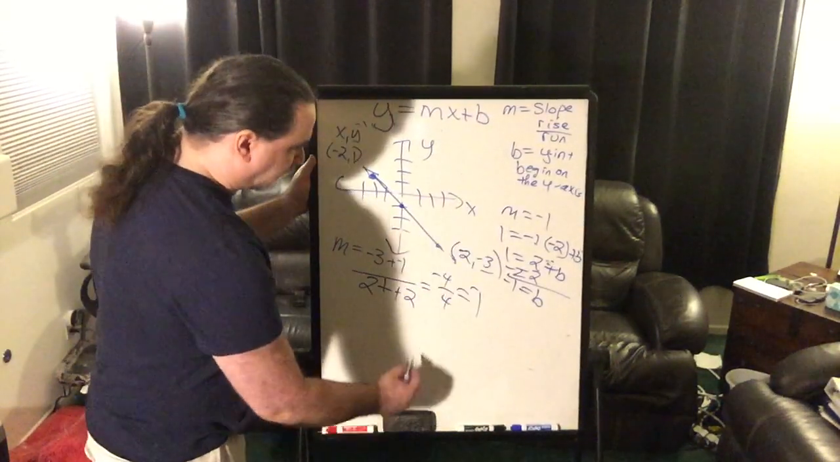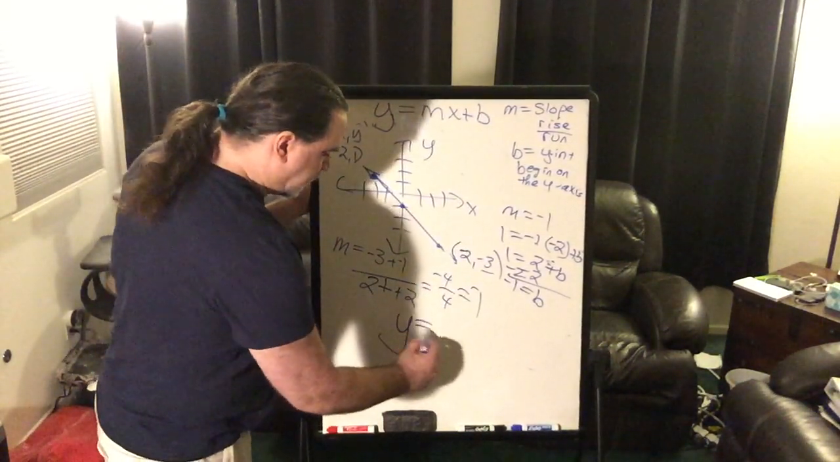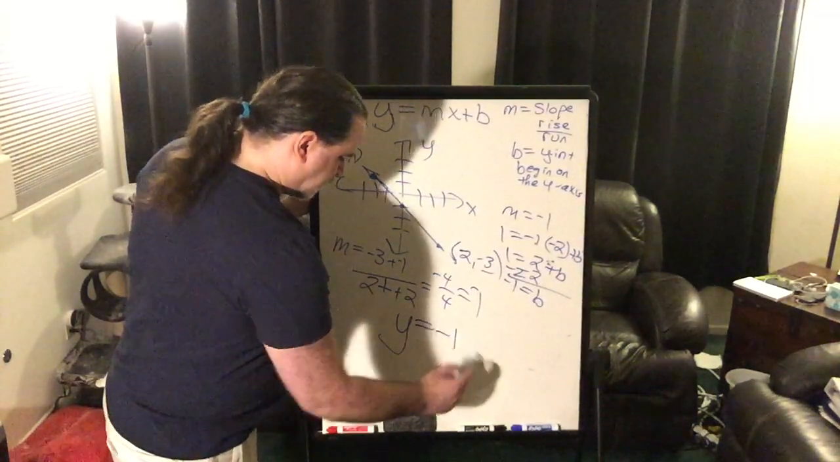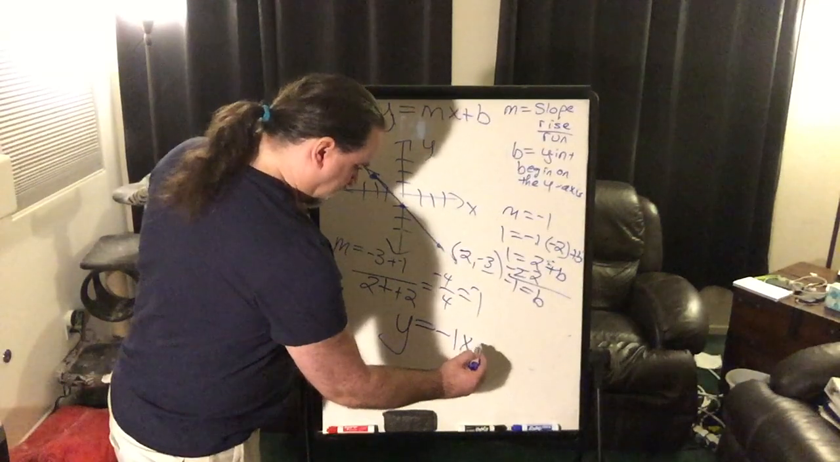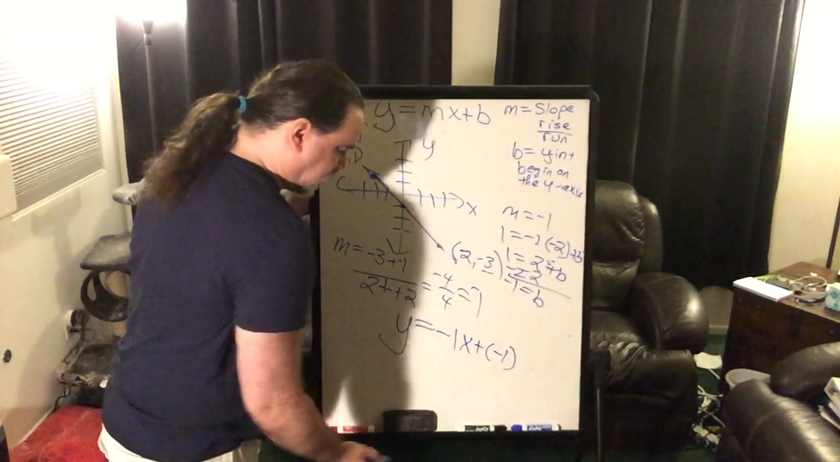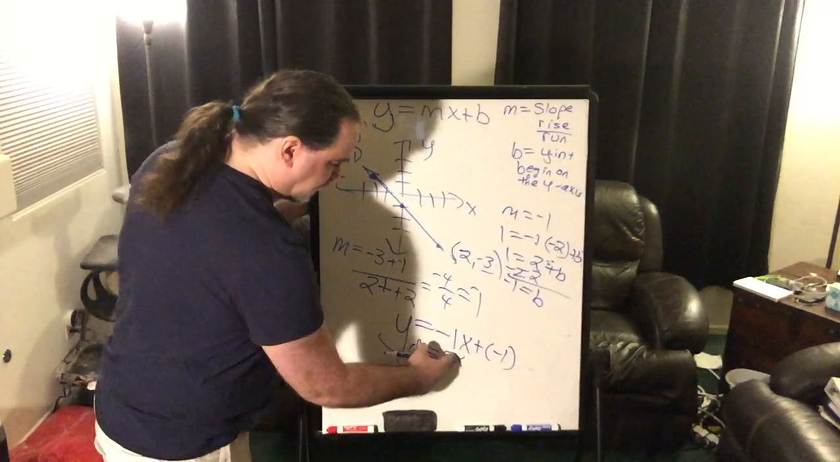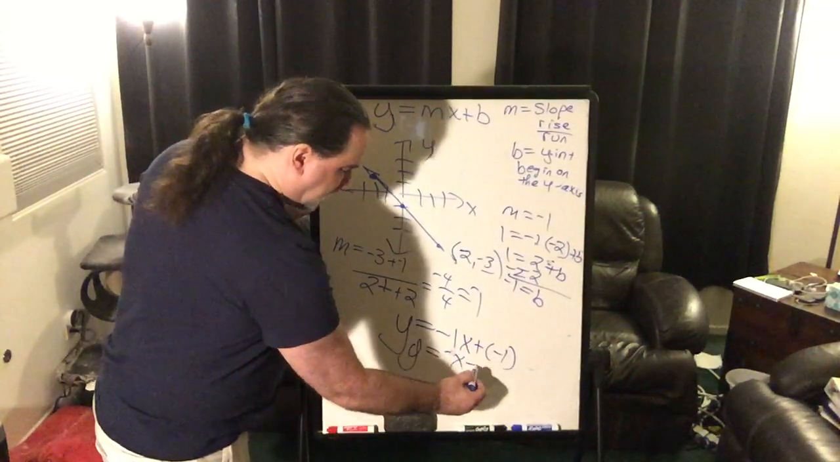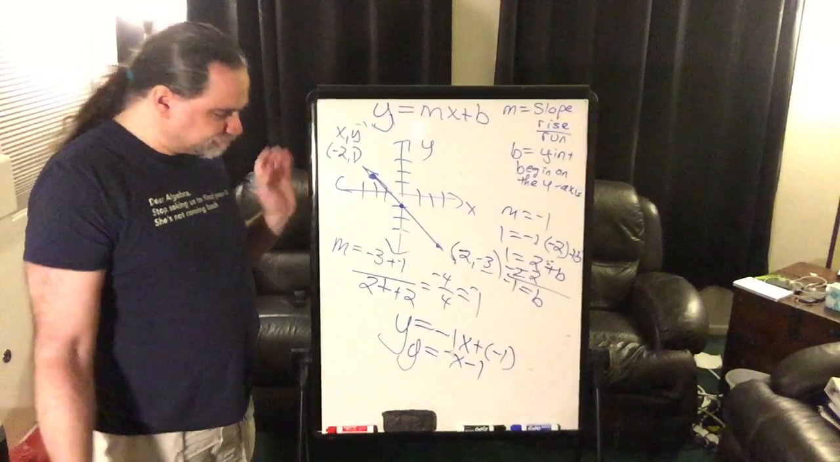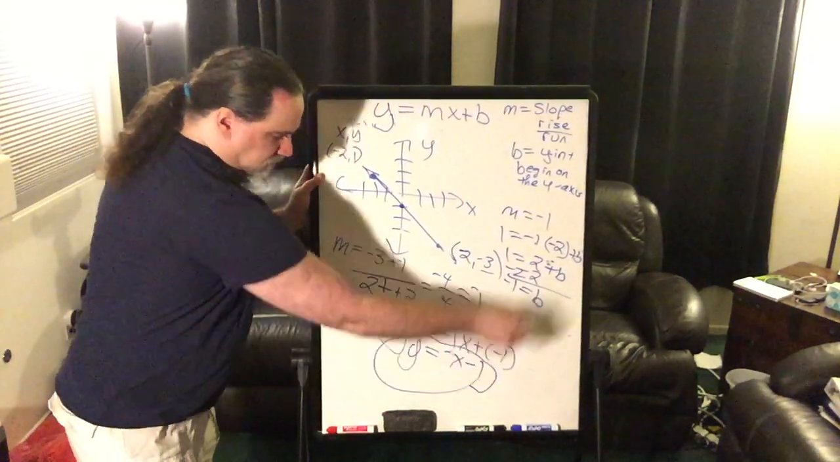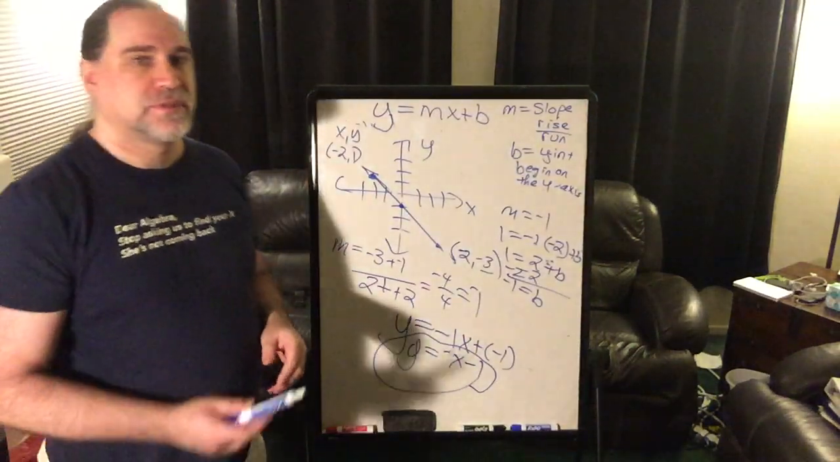Oh, so let's write the whole final equation. Y equals -1x plus -1, and then we're going to neaten this up to be y equals -x. We wouldn't even bother with the -1 part. -1. And there's the equation. Okay?